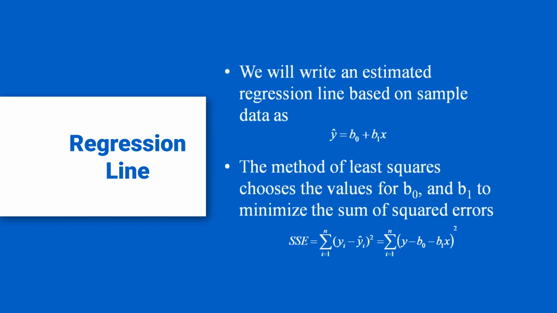So we will write an estimated regression based on sample data as y is equal to b0 plus b1x. The method of least square chooses the values of b0 and b1 to minimize the sum of the squared errors, and the formula is the summation of i from 1 to n of (yi minus y hat i) squared, which equals the summation of i from 1 to n of (yi minus b0 minus b1 xi) to the power 2.